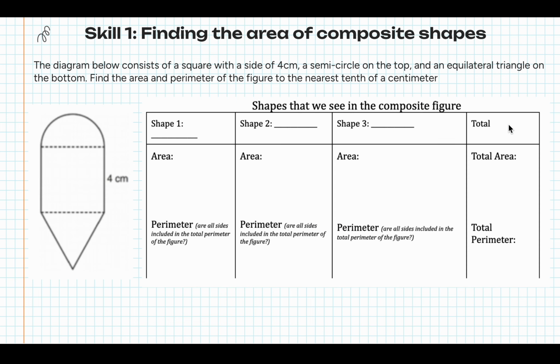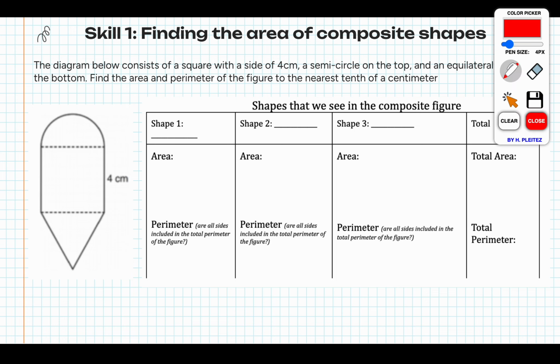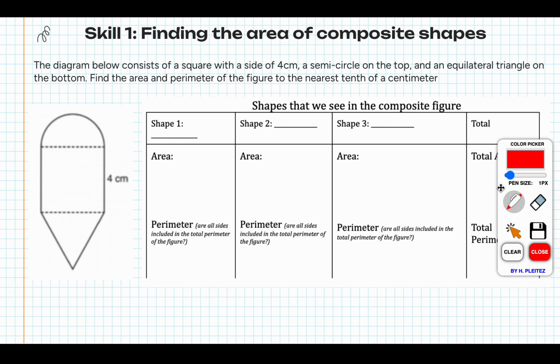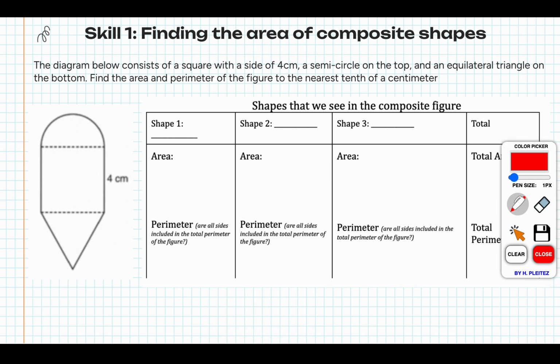So skill number 1, let's go into finding the area and perimeter of composite shapes. So in the diagram below, we have a figure with a square with side of 4 centimeters, a semicircle, and an equilateral triangle, and we want to find the area and perimeter of this composite shape. And we're rounding to the nearest tenth.